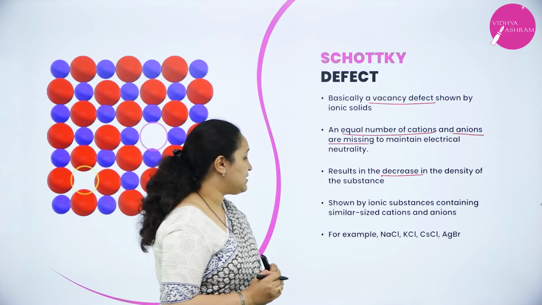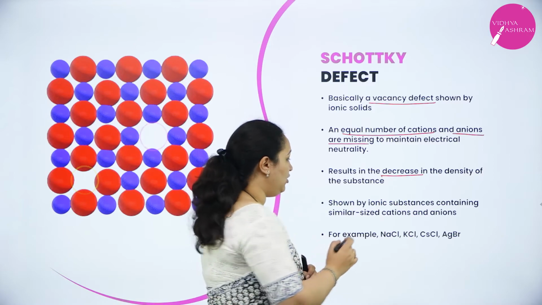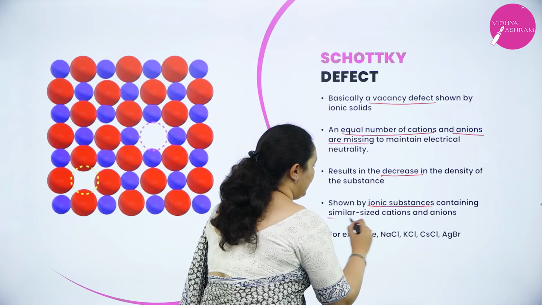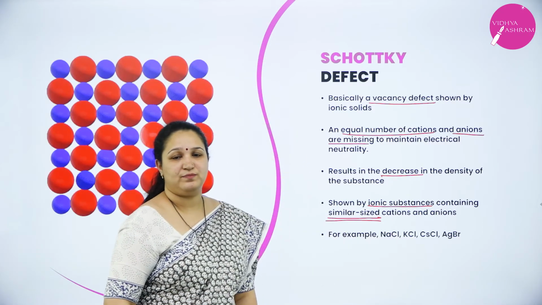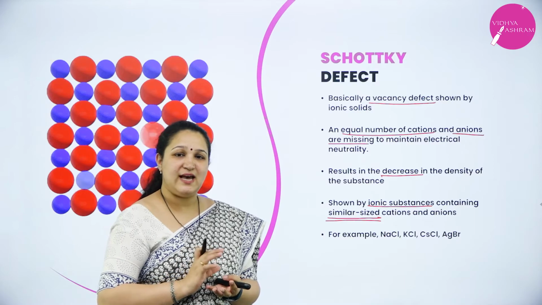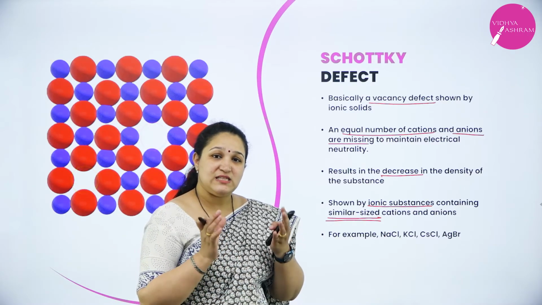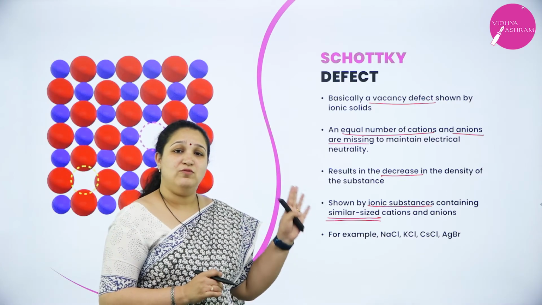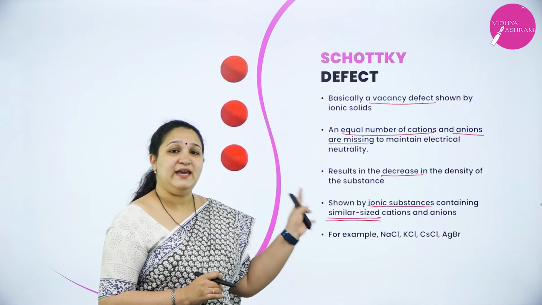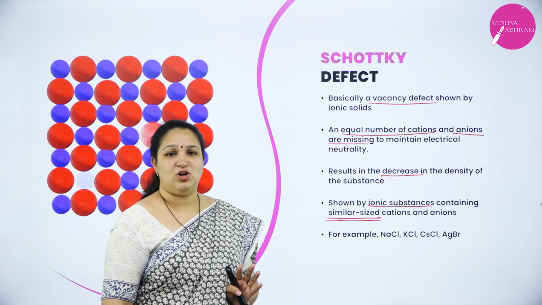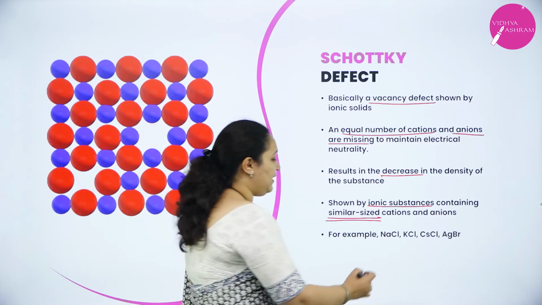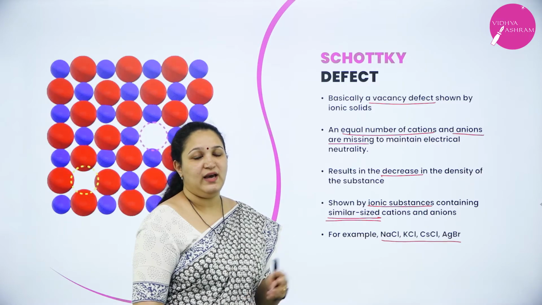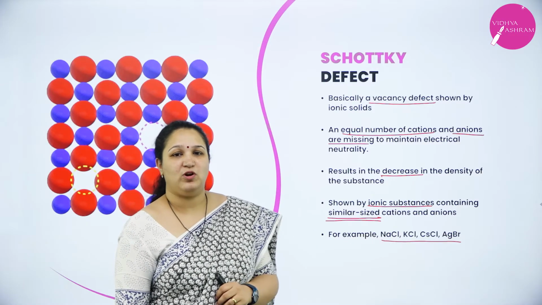Okay. Next, as I told you, it is shown in ionic substances, but the ionic size should be similar. That is, cation and anion sizes should be similar. In such ionic solids, we can see Schottky defect. Also, ionic solids which have a high coordination number show Schottky defect. Examples we can give: sodium chloride, potassium chloride, cesium chloride and silver bromide. Any two examples you can remember for your exam.